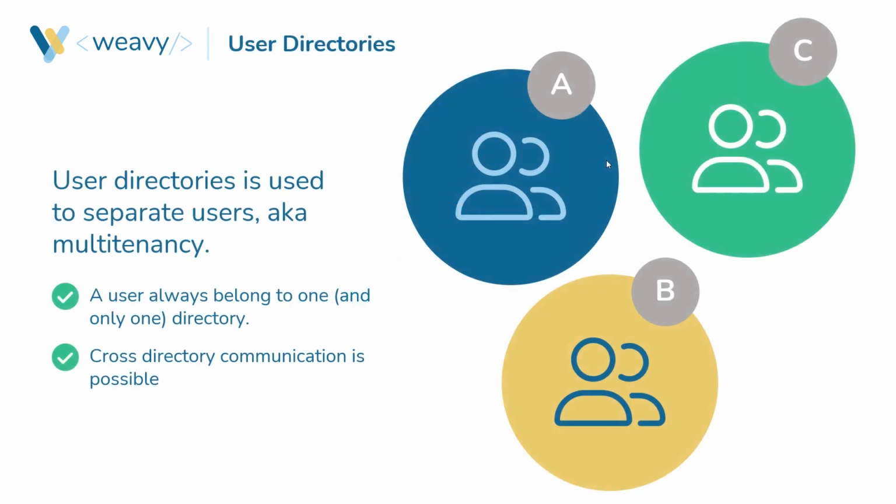User directories exist simply because of multi-tenancy, right? So you probably have a key in your system lumping these users together and these users together and these users together. Weavy has the exact same thing, so you can lump users together so they can collaborate and communicate within their directories. A user is always associated with one directory and one directory only, but it still allows for cross communication between directories. So we're going to tell you how that actually works.